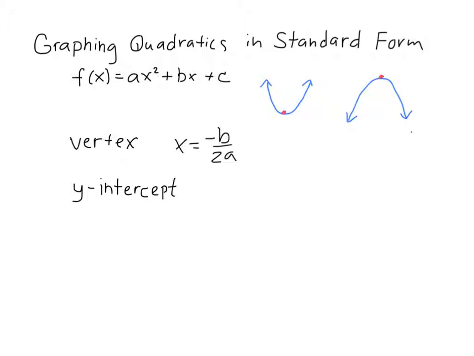The next point on the graph we want to locate is the y-intercept. The y-intercept of a graph is always found where the x value is 0. So if we were to take a 0 and plug it in for the x here and here, the resulting value would be c. So the y-intercept will always be found at the point 0, c.